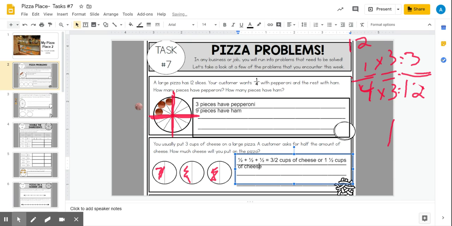And again, another way to look at this is when it says that you're given 3 original cups of cheese, and then the customer asked for half of it, you could do 3 divided by 2, which again is 3/2 right there.